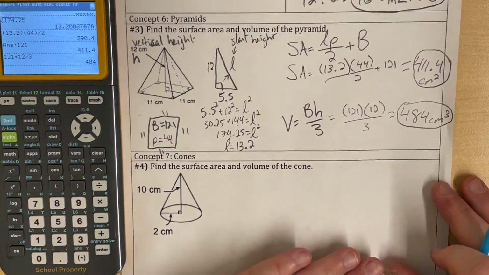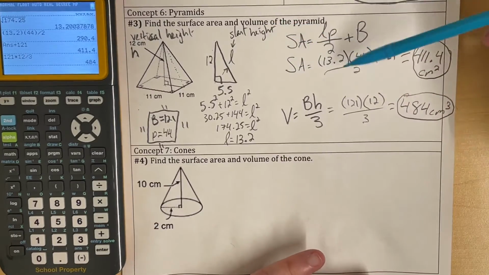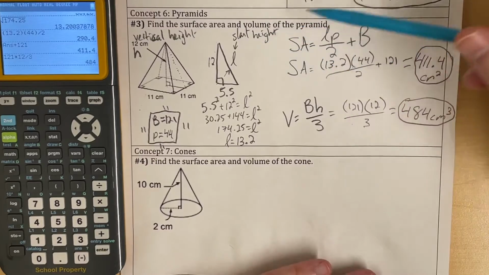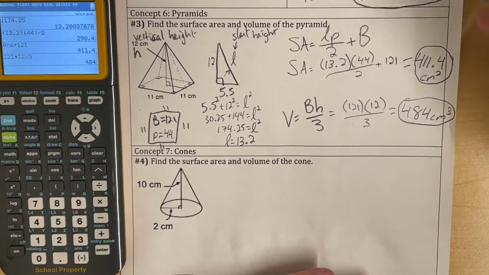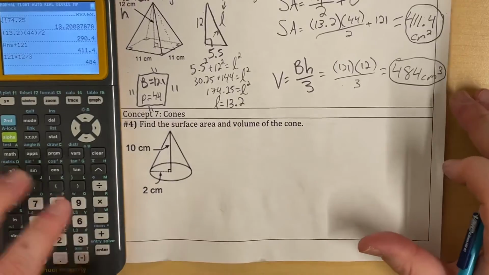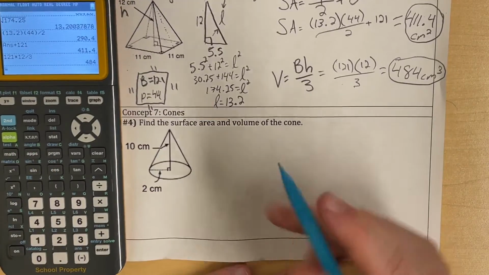So again, make sure you're using those values for yourself. Again, make sure you use the formulas correctly. Use the Pythagorean theorem to find your slant height and plug in your values. Underneath of that, it has our cone. Again, find the surface area and volume of the cone.